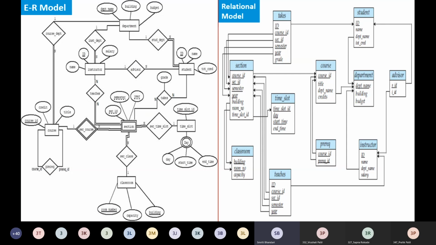So once again, please remember, this teachers relationship is many to many and not one to many. And if we have any relationship that is many to many, we should have a separate table associated. That is why teachers will have a separate table. And what are the attributes for teachers? The attributes are the primary keys of the participating entity sets. So who is participating? Instructor is participating and section is participating.